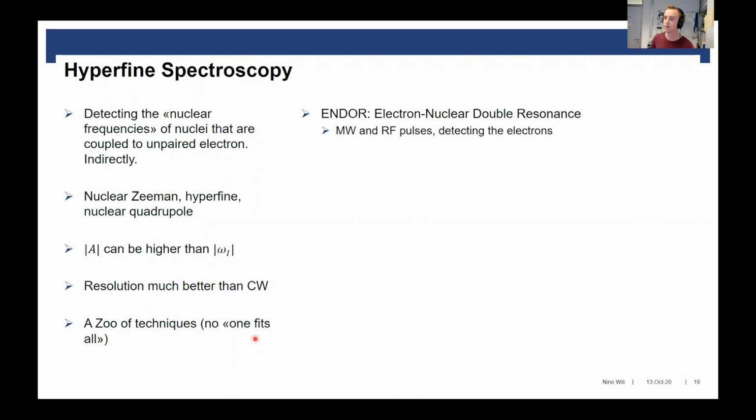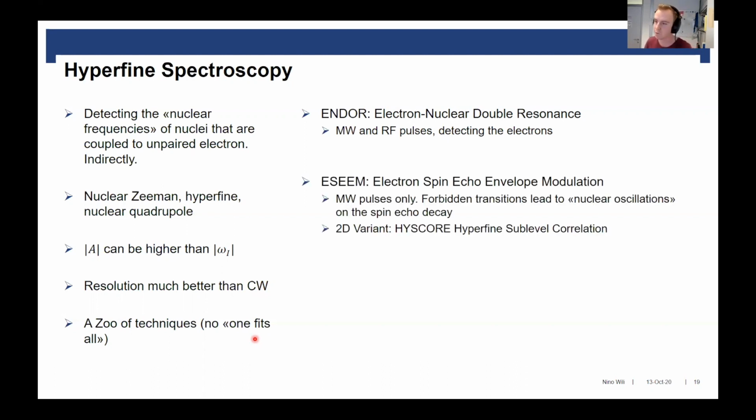The one which I think is conceptually the easiest to understand is ENDOR. So it's electron-nuclear double resonance. And what you do there is you use microwave pulses and RF pulses at the same time. But you always detect the electrons. But we will see how it works in more detail afterwards.